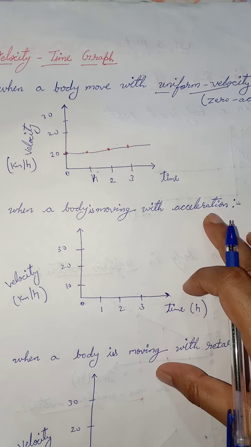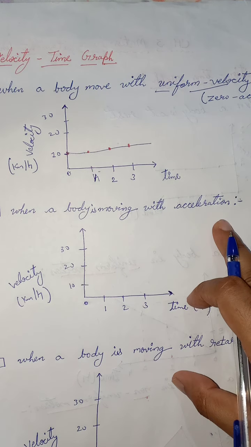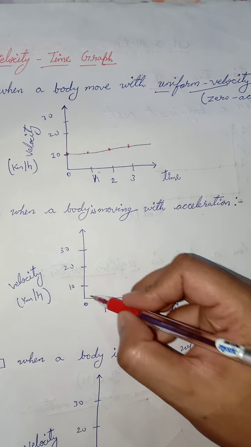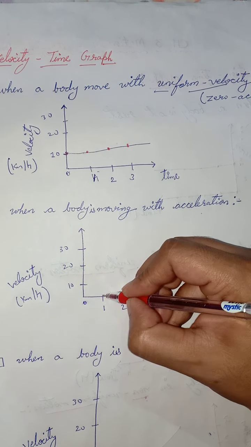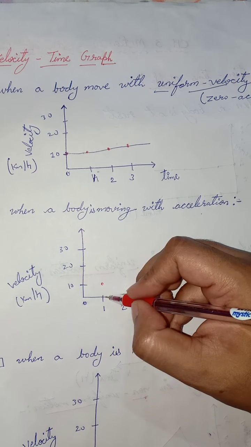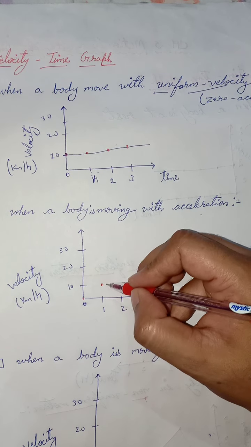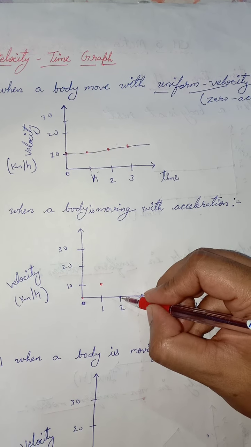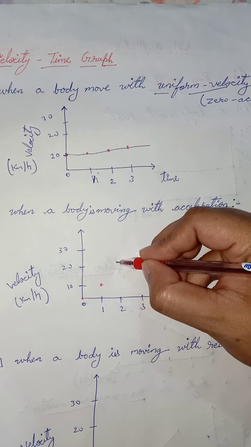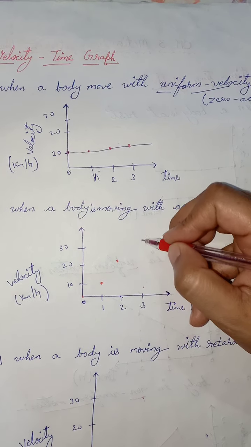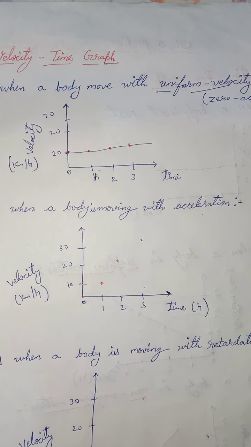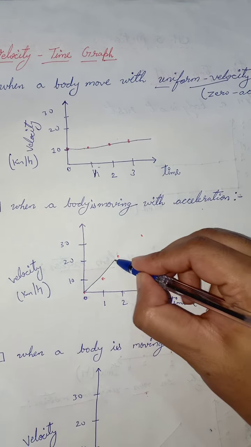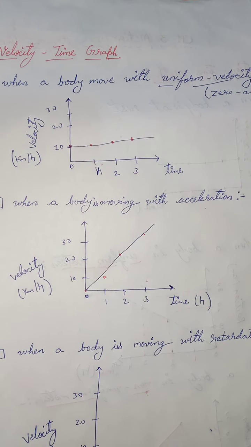Now uniformly increasing: the body is moving with acceleration, and here acceleration means uniformly increasing velocity. For example, initially 0, in the first hour the velocity will be 10 km per hour. In the next 1 hour the velocity will increase by 10, so it becomes 20. In the next 1 hour the velocity will increase by 10, and it becomes 30. So what pattern are we having? We are having this type of linearly increasing pattern for acceleration.